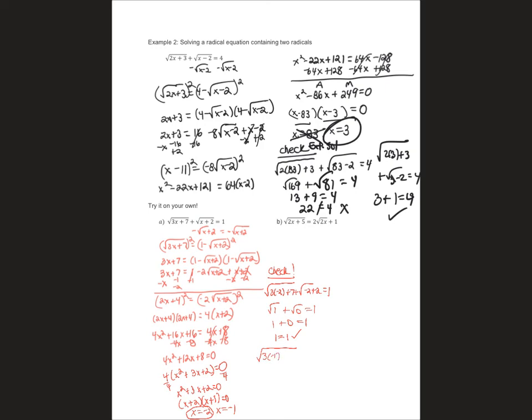3 times negative 1 plus 7 plus the square root of negative 1 plus 2 has to equal 1. So 3 times negative 1 is negative 3 plus 7 is 4. So we have the square root of 4 plus square root of 1 equals 1. Square root of 4 is 2 plus 1 equals 1. 3 does not equal 1. So that is a false statement. X equals negative 1 is extraneous. So the only answer that satisfies part A in the equation is x equals negative 2.